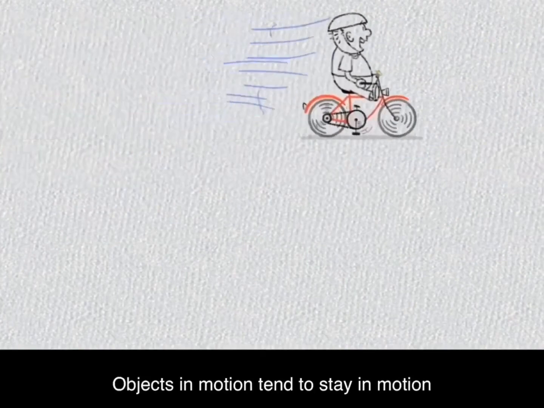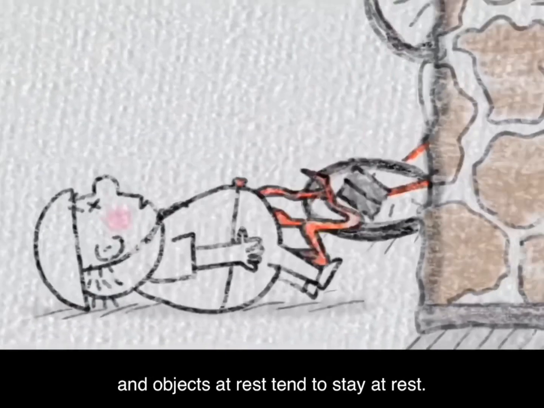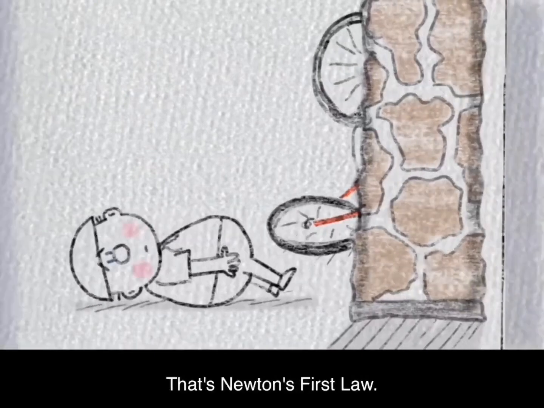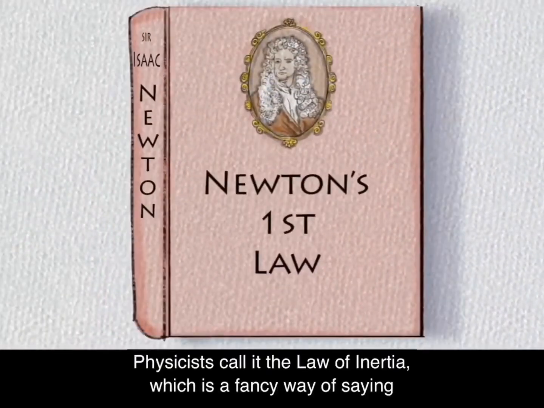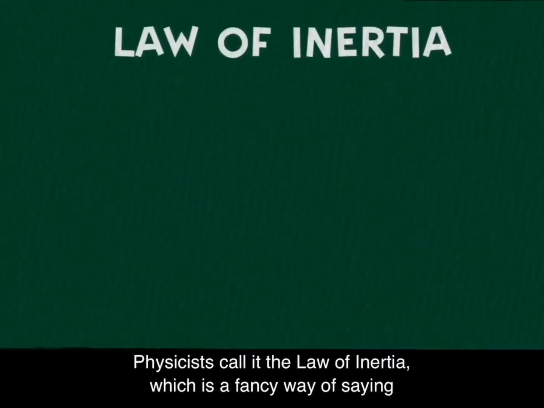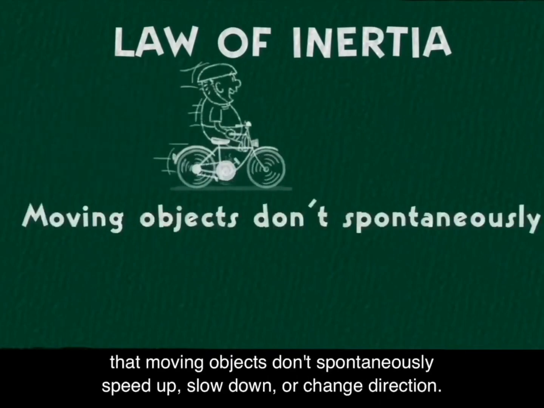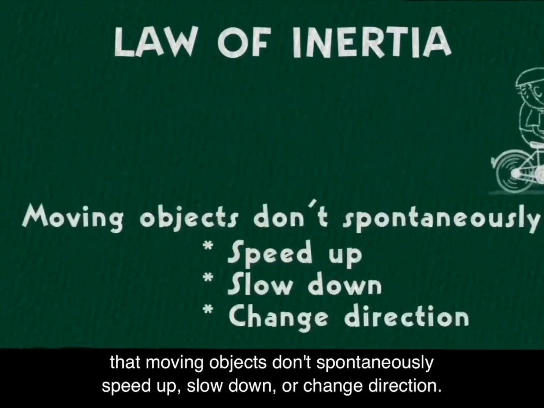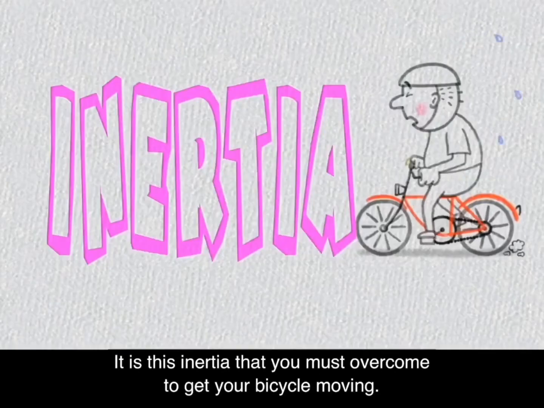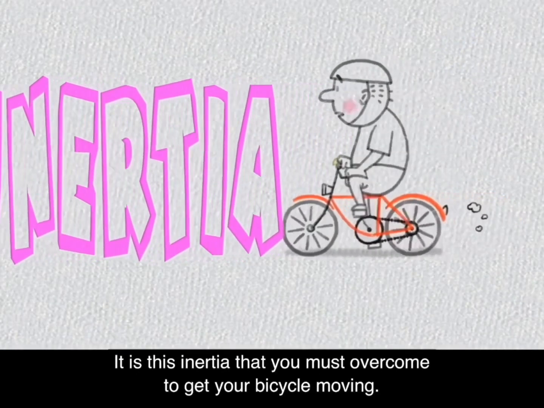Objects in motion tend to stay in motion, and objects at rest tend to stay at rest. That's Newton's first law. Physicists call it the law of inertia, which is a fancy way of saying that moving objects don't spontaneously speed up, slow down, or change direction. It is this inertia that you must overcome to get your bicycle moving.